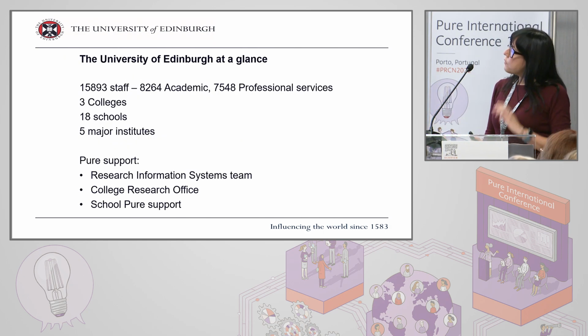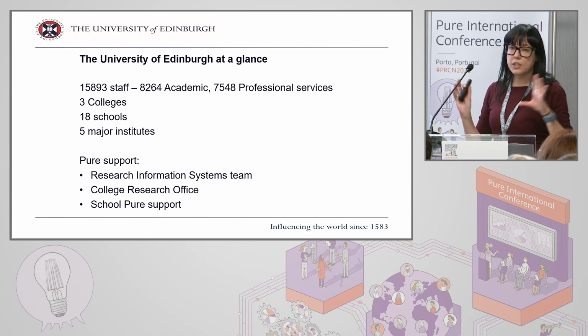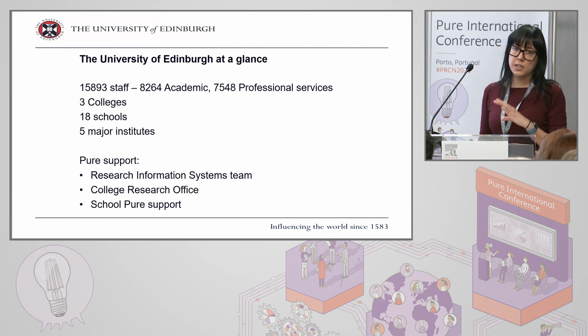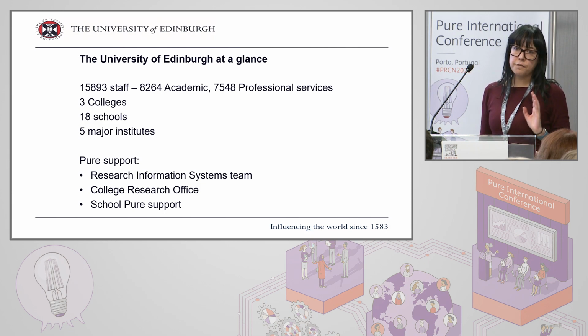So the University of Edinburgh has almost 16,000 staff, out of which 8,264 are academic. The rest are professional services. The university is structured in 3 colleges. So there's Arts, Humanities and Social Science, which is my college, there's Medicine and Vet Medicine, and there's Science and Engineering. And underneath those 3 colleges, there's 18 schools and 5 major institutes.